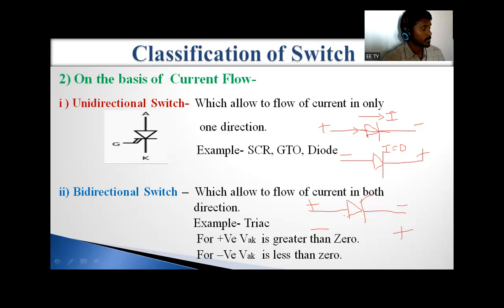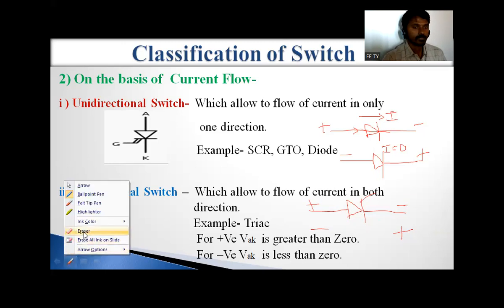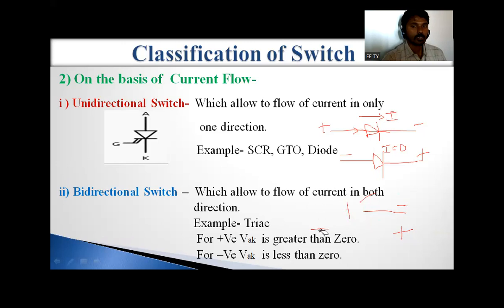Are you getting it? But in the case of voltage blocking capability, that is bipolar. But in the case of flow of current, it is unidirectional. Clear? Yes. Next one. So which one is the bidirectional device? Which one is the bidirectional?